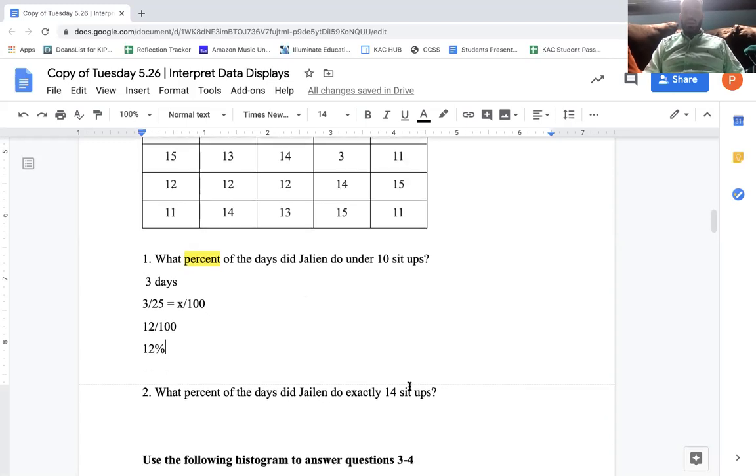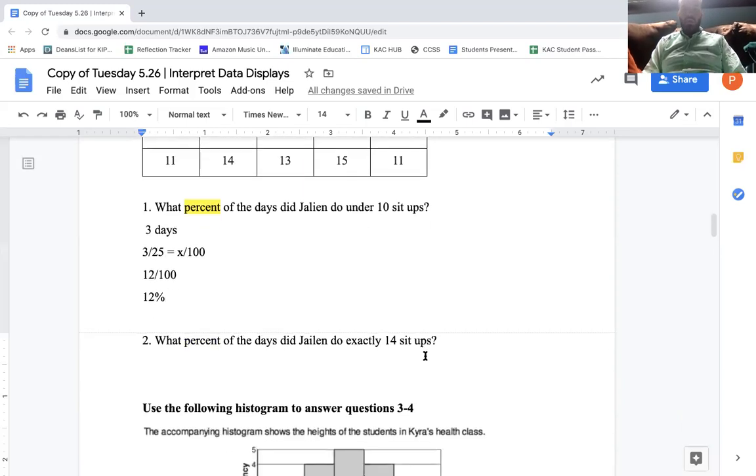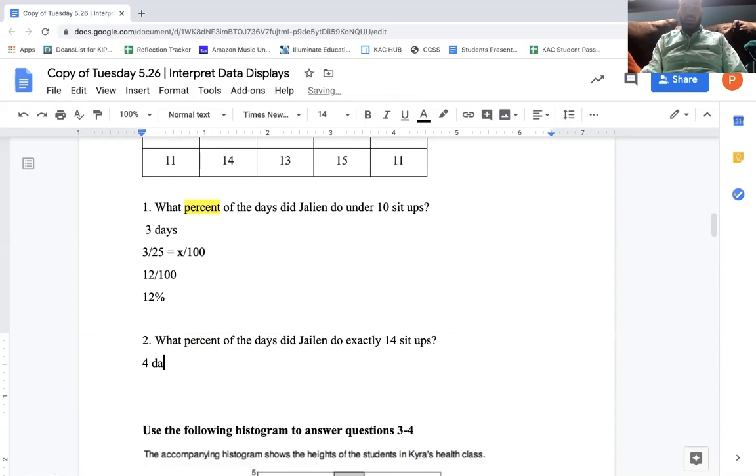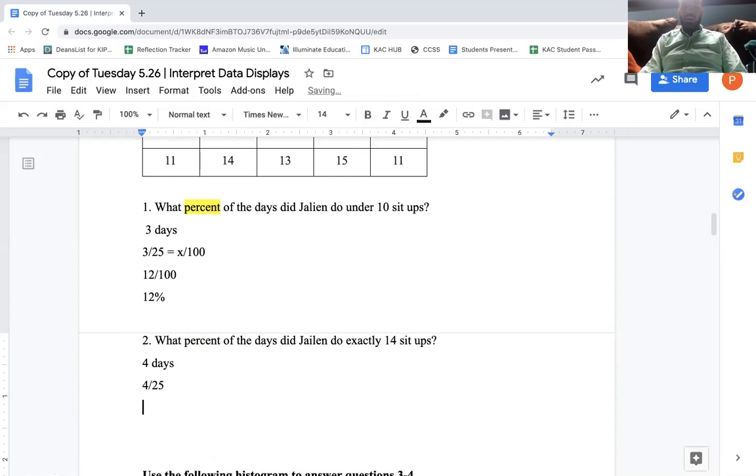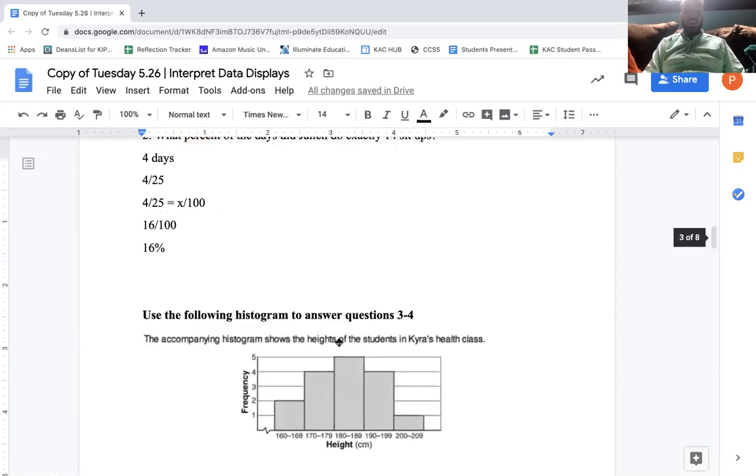What percent of the days did Jalen do exactly 14 sit-ups? Okay, exactly 14. 1, 2, 3, 4. This time it's 4 days, but again, I'm looking for a percent. So it's 4 out of 25 days. 4 out of 25 equals what out of 100? What do I do to 25 to get to 100? Times 4. What do I do to 4 to get to x? Times 4. So x is equal to 16 out of 100, which is going to be 16%. Okay, that goes all the way back to week 3 or week 4 of online learning.